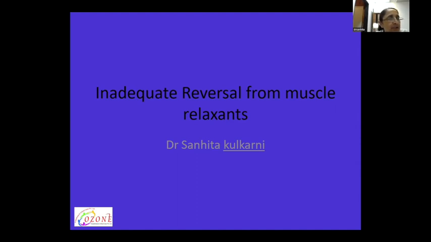Individualized by the anesthesiologist based on the patient parameters and the need of using it. But concerns for residual neuromuscular block leading to adverse consequences have been reported in the literature. The residual neuromuscular blockade is assessed clinically or using nerve stimulators. So today we are dealing with inadequate reversal from muscle relaxants.